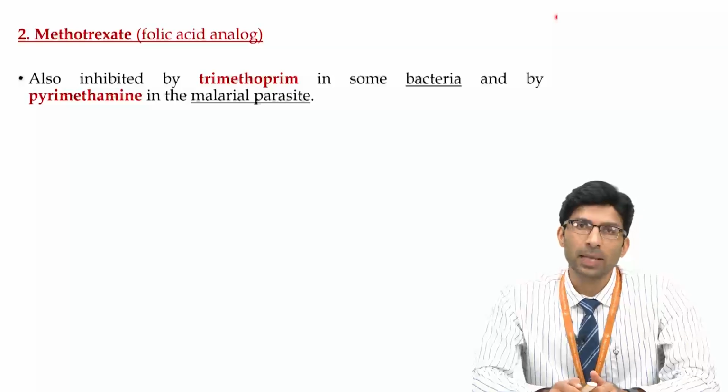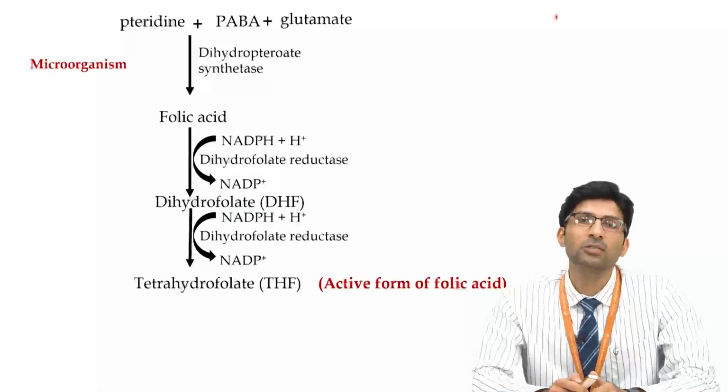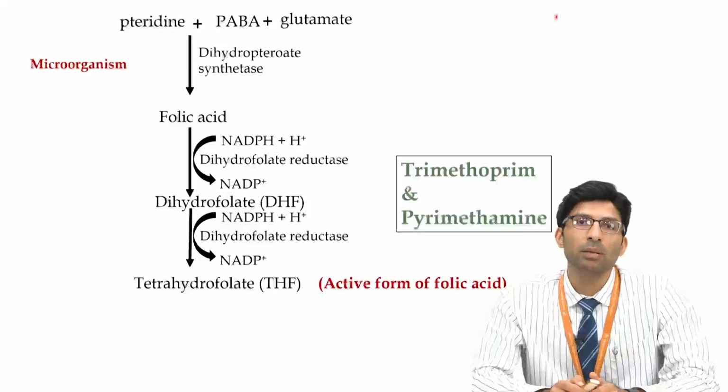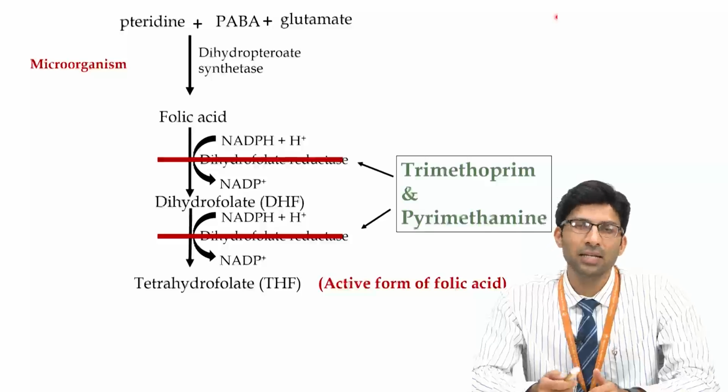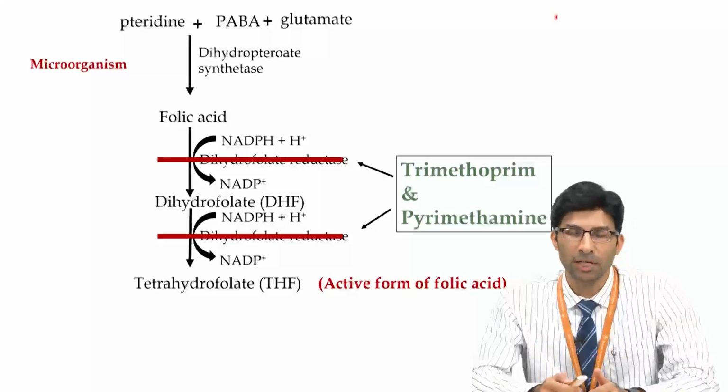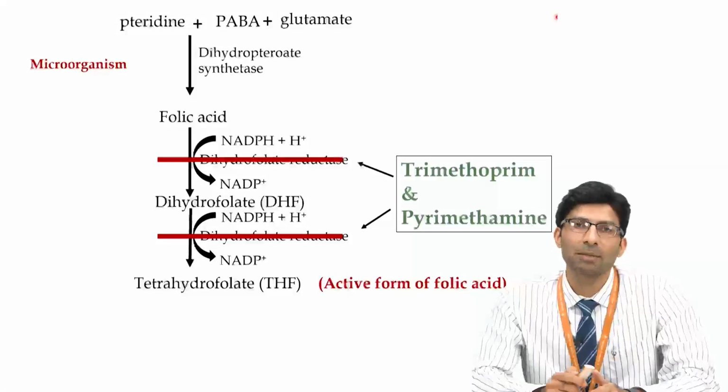Now the next inhibitors of dihydrofolate reductase in microorganisms are trimethoprim in some bacteria and pyrimethamine in some malarial parasites. So this is the complete synthesis in microorganisms, where trimethoprim and pyrimethamine can also inhibit dihydrofolate reductase, and they act in the treatment of malaria, or in some bacteria they can be used as a treatment.